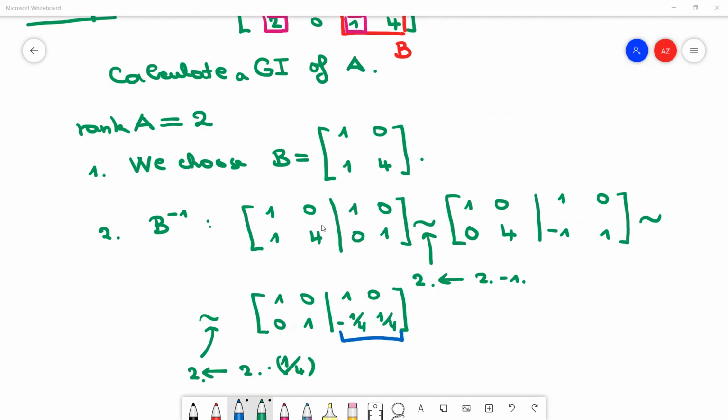So minus 1/4 and 1. Yeah, thanks. Here I made a mistake, so it's 1. No, it's 1/4, because we multiply the whole row by 1/4. So even this minus 1 becomes 1/4, and also this one becomes 1/4. So it should be correct.